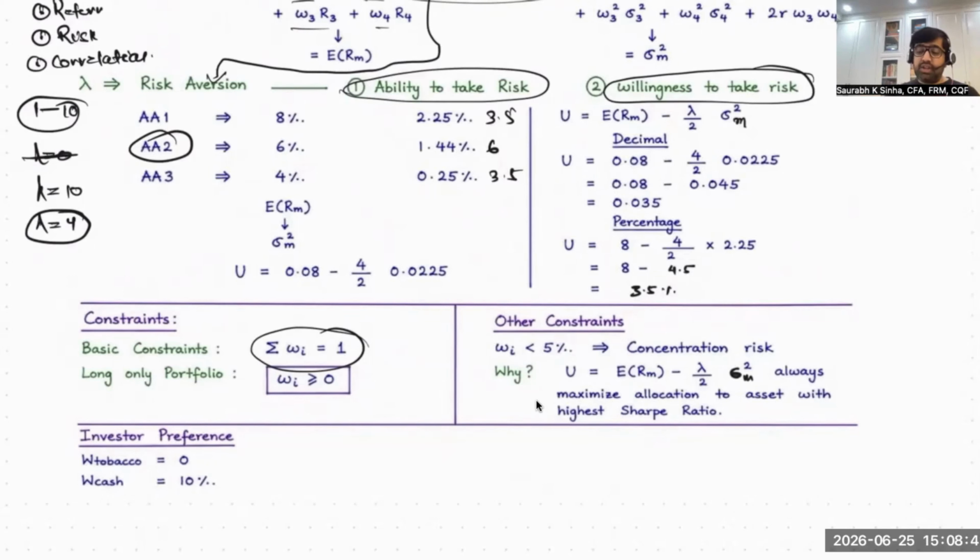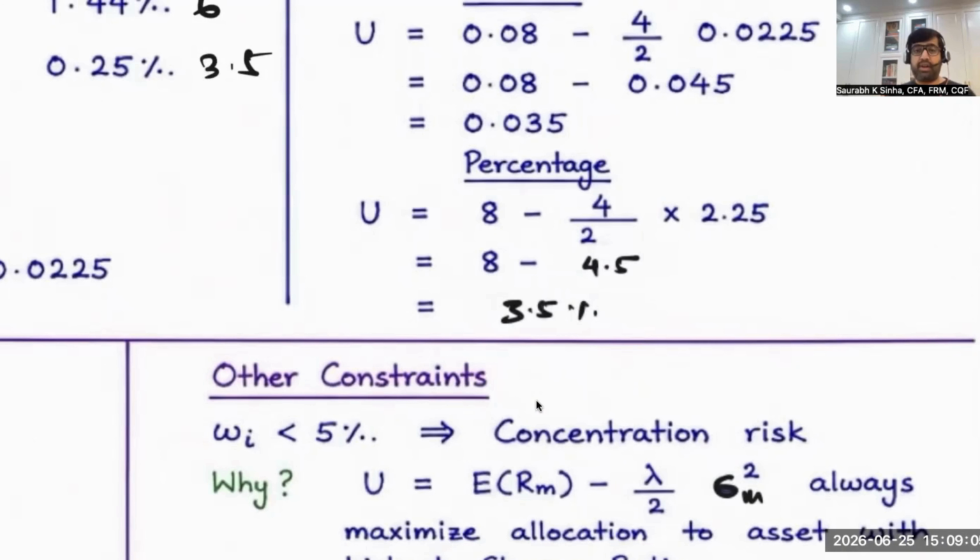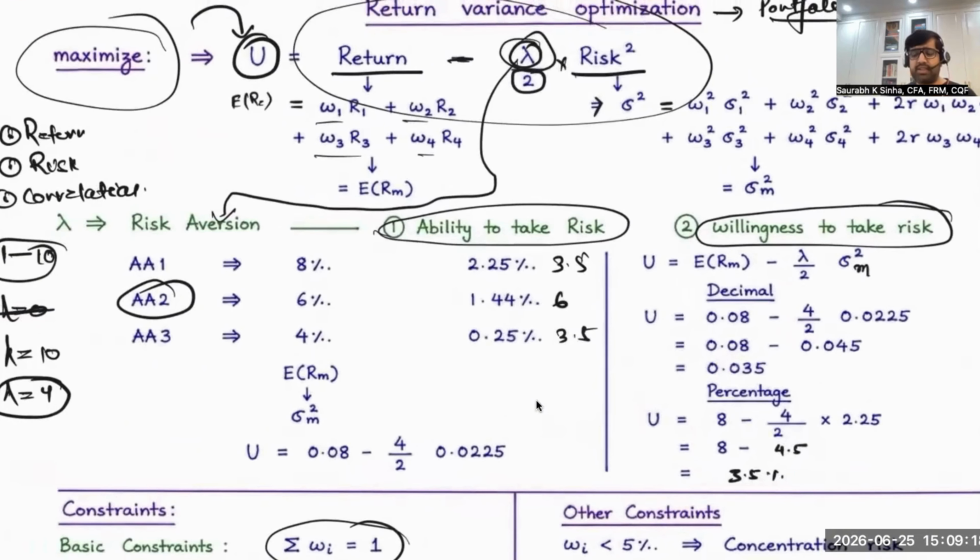Now, a very general constraint in this world is that most portfolios are long only portfolios, not long and short portfolios. So the other general constraint is that the weight of each individual asset should be greater than 0. There are other constraints, and these constraints are required. For example, I'm giving you a constraint that any weight given to any asset in the portfolio should be less than 5%. Why? Because please understand, assume there is an asset in this portfolio.